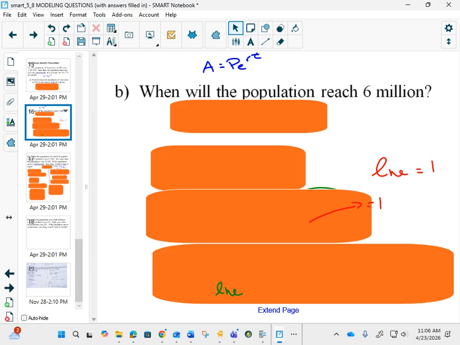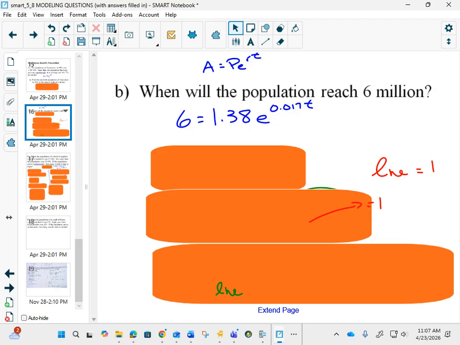So the question is, when will the population reach 6 million? So we plug everything in, and I wrote things here, instead of writing 6 with all the zeros and 1.38 million with all the zeros, I just already wrote it in millions. I basically divided both sides by a million so I didn't have to write as many numbers. Are you okay with that? If not, you could definitely write 6 million and 1.38 million.